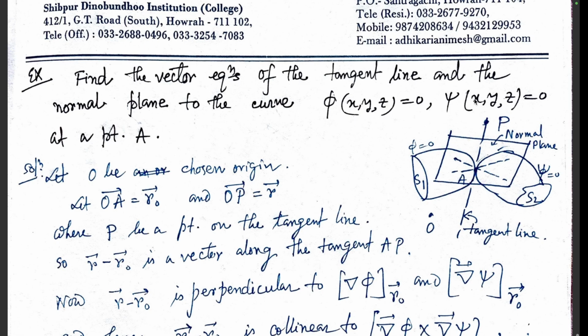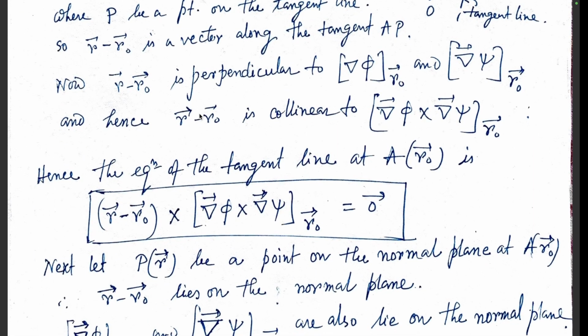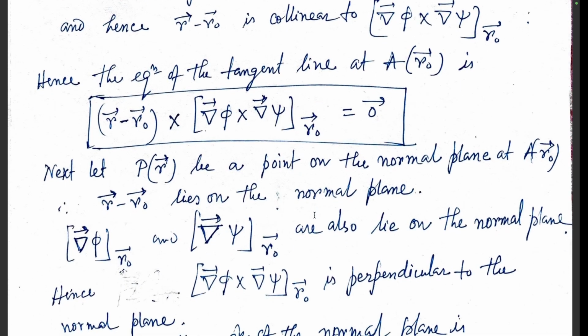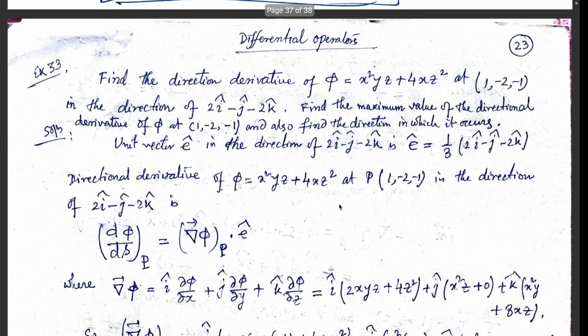And the vector equation of the tangent line and the normal plane to the curve. This is the equation of the tangent line, and this is the equation of the normal plane.